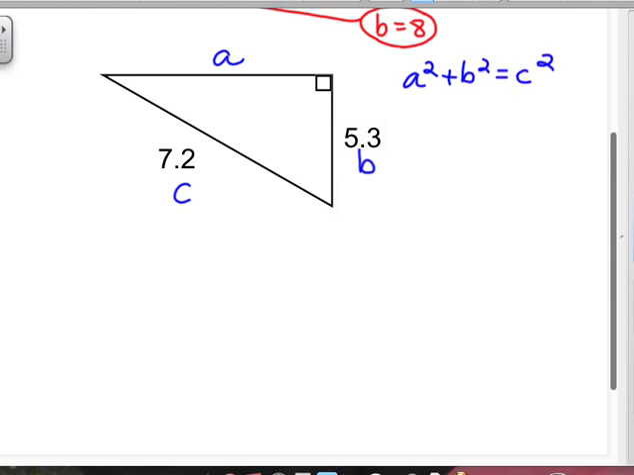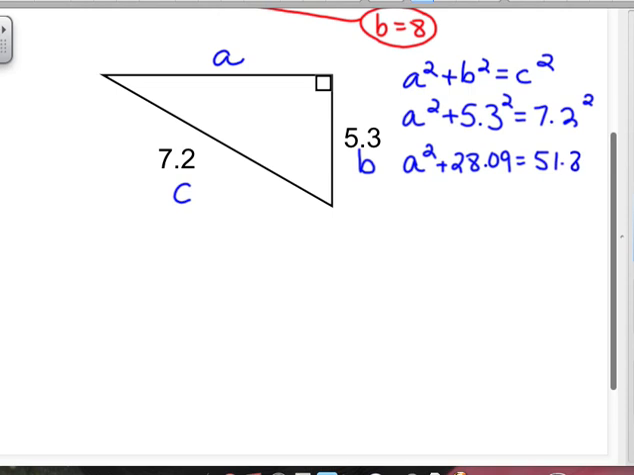What's A? I don't know. What's B? 5.3, which I'm going to square. C? 7.2, which I'm going to square. A squared, I don't know. 5.3 times 5.3, look at this. That's that. 7.2 times 7.2. All done on a calculator.